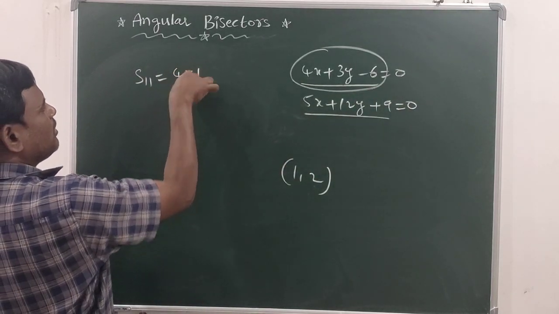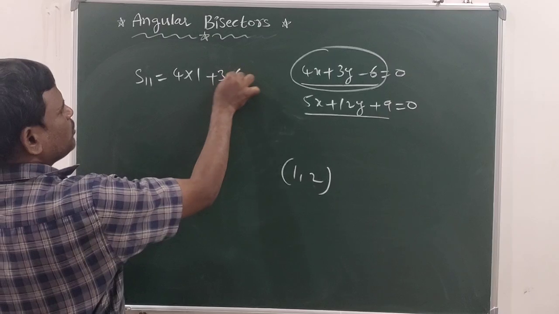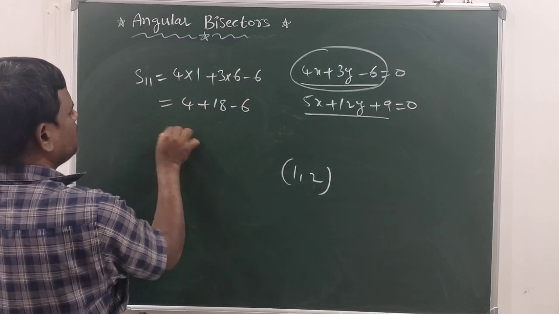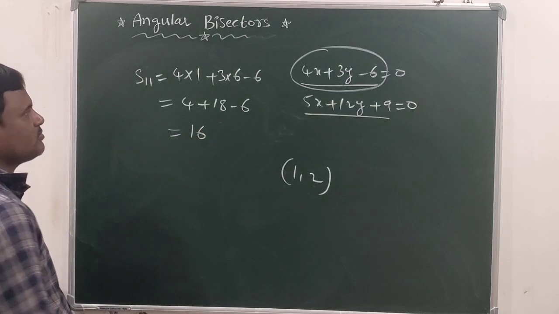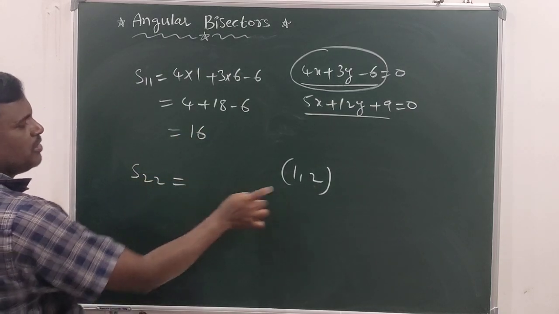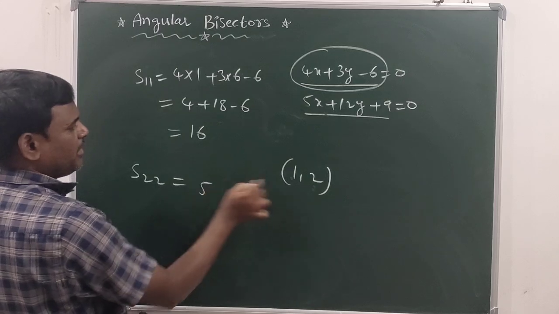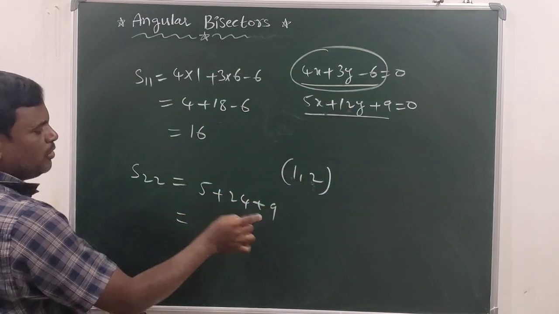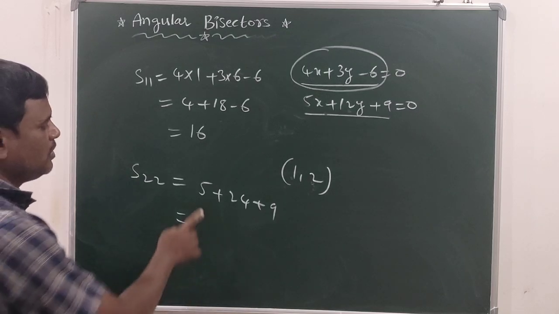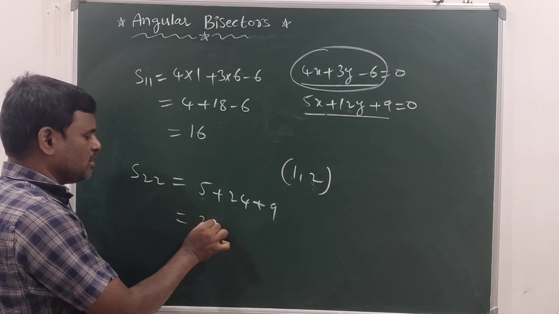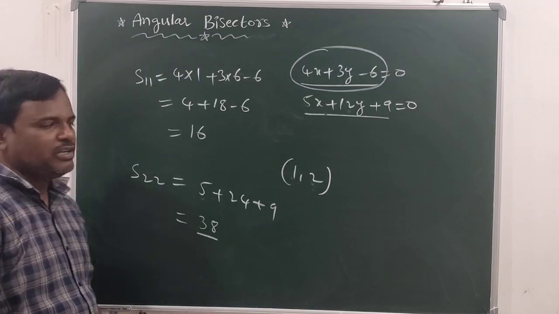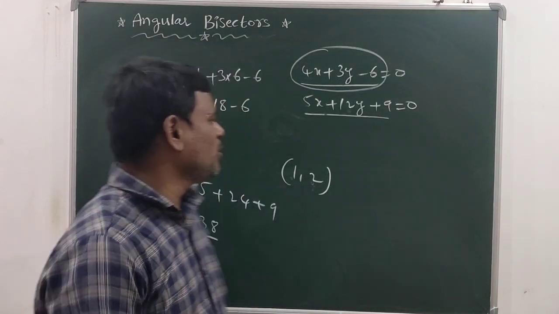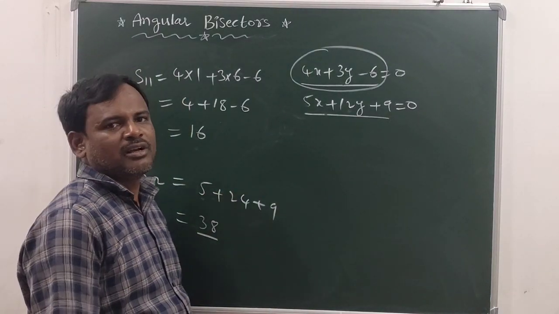So 4 into 1 plus 3 into 6 minus 6. How much is this? 4 plus 18 minus 6. So 16 you will get. Now find S22. Substitute this value here. 5, 12 to the 24 plus 9. So you got a positive value. Okay, so 38 you got. 38 only, no? Yeah, both are positive. Both are positive means I said to you to equate with plus.